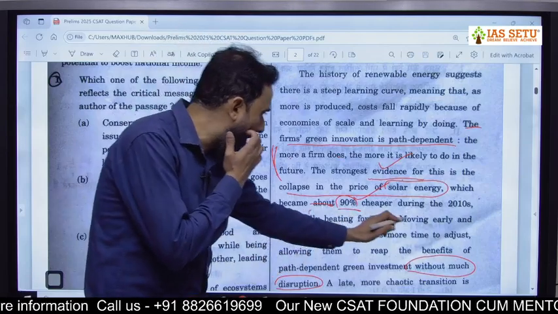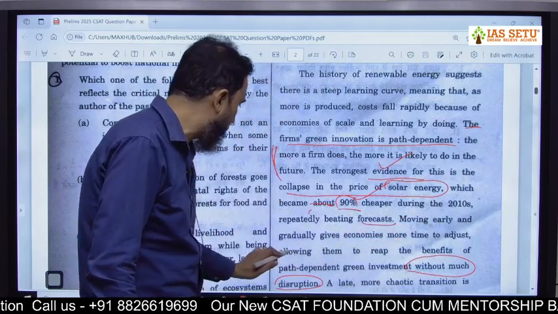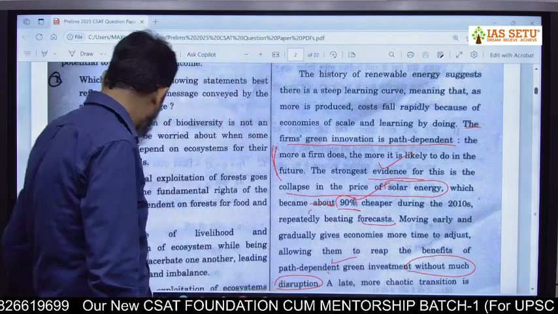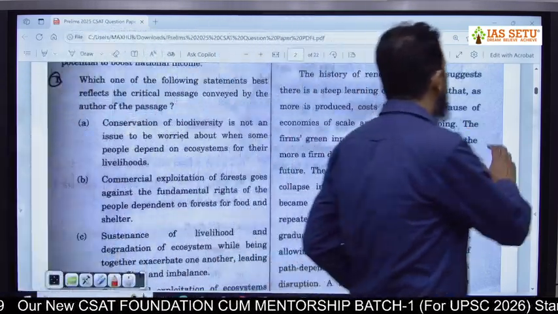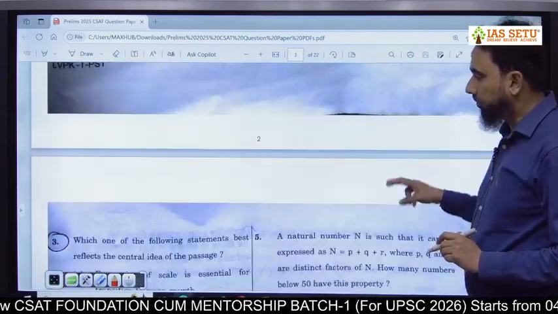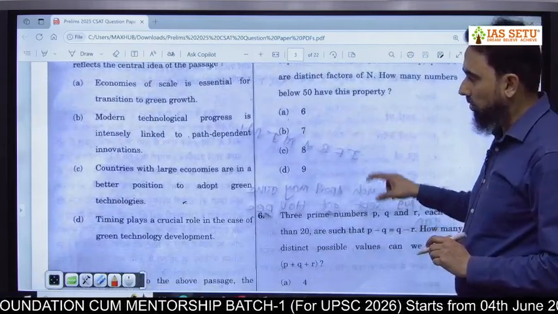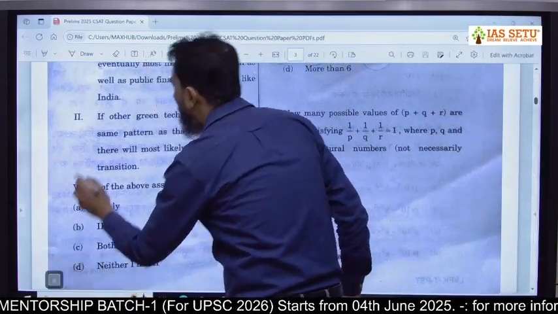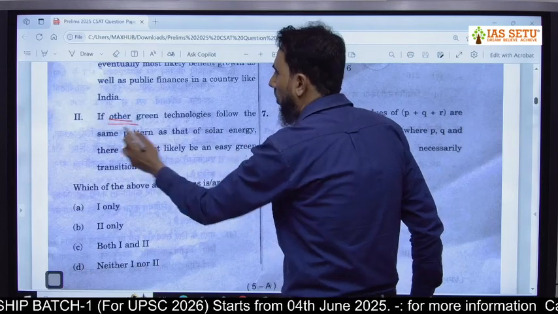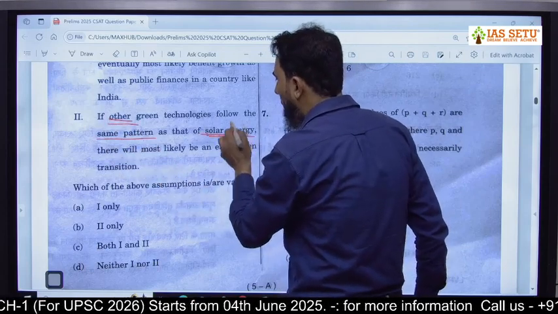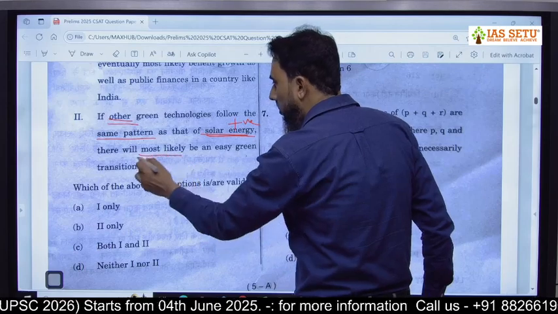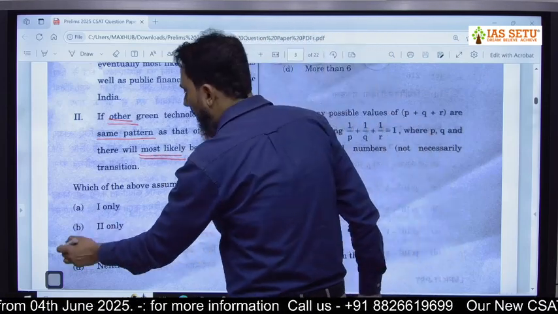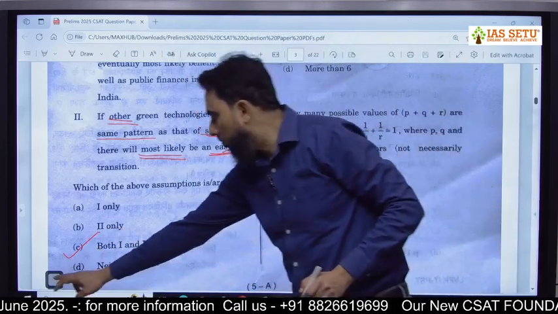And then he explains that moving early and gradually gives economies more time to adjust, allowing them to reap the benefits of path dependent green investment without much disruption. As it happened in solar energy, the same is possible in other green energy as well. So if other green technologies follow the same pattern as solar energy, they will most likely, "most likely" is the word, have an easy green transition without much disruption. So the answer should be both 1 and 2. We have the data support for both assumptions here.